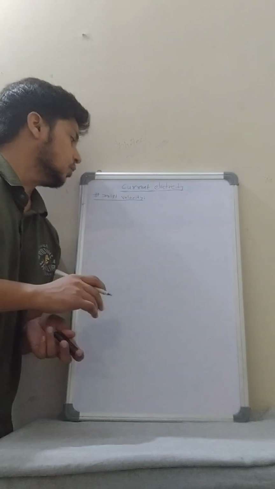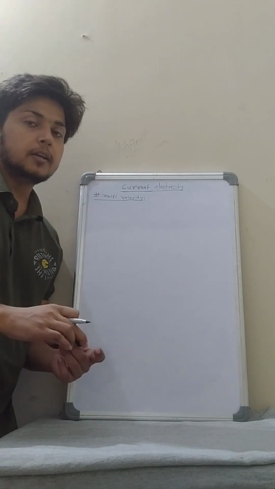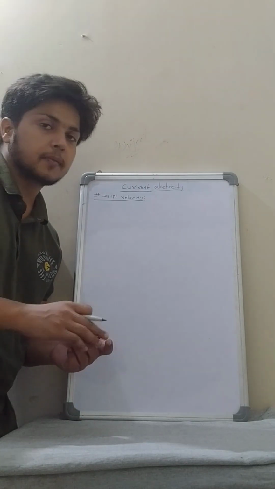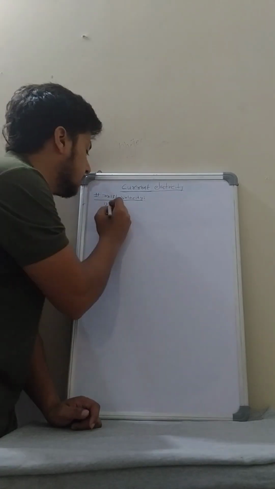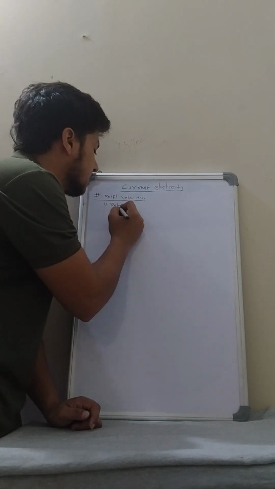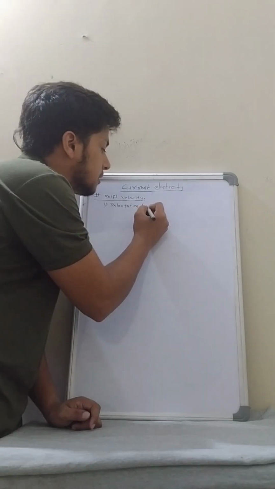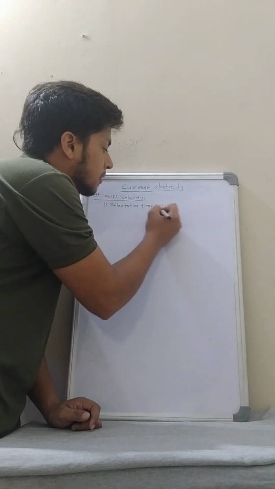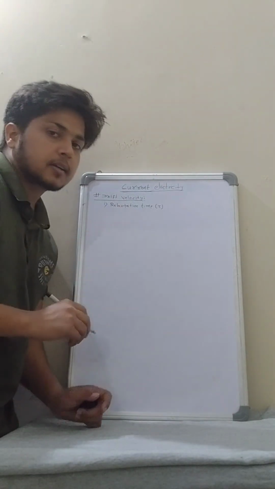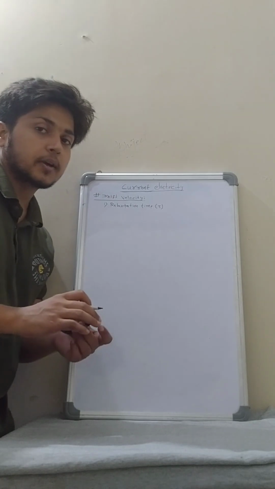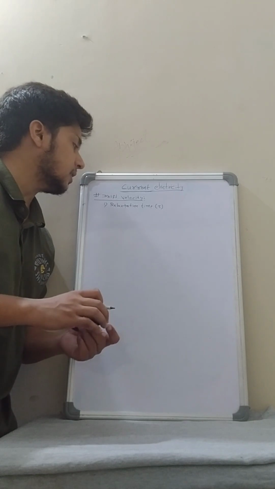Before deriving the expression of drift velocity, we need to know some parameters. These parameters are: first, relaxation time. It is denoted by tau. It is the time taken by the electron in two successive collisions.